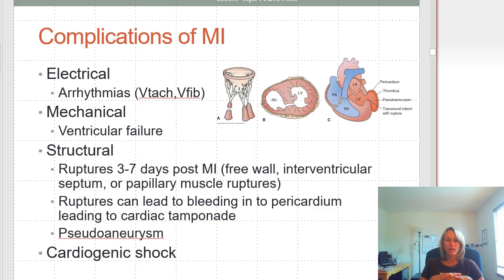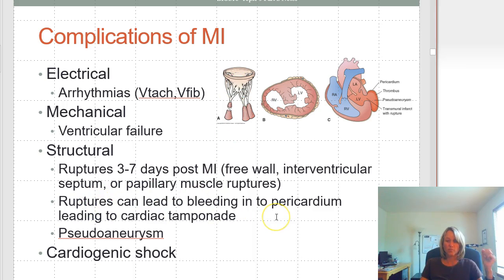So what are some of the complications of a myocardial infarction? They can cause arrhythmia such as ventricular tachycardia or ventricular fibrillation. Mechanical, we can have ventricular failure. Too much of the heart muscle has been affected. Structural, we can have ruptures of the interventricular wall, of the free wall. Papillary muscles can rupture, and this is going to affect the functioning of the heart valves.